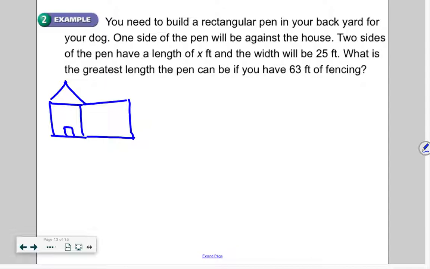Two sides of the pen have a length of X feet. And the width will be 25 feet. What is the greatest length the pen can be if you have 63 feet of fencing? Well, if I only have 63 feet to use, something has to equal 63, right? Okay, what am I going to do to get to that 63 feet?